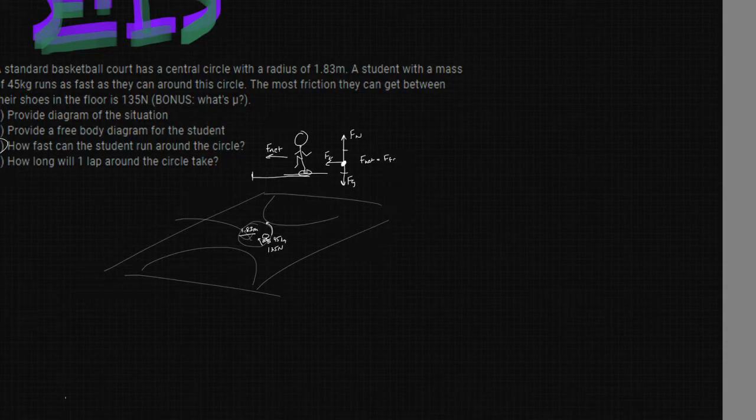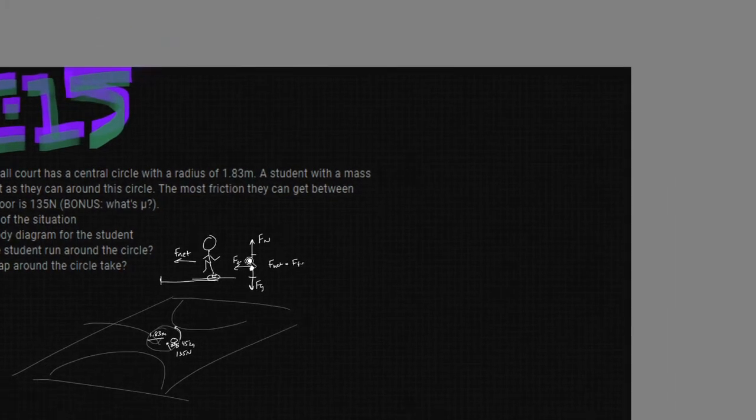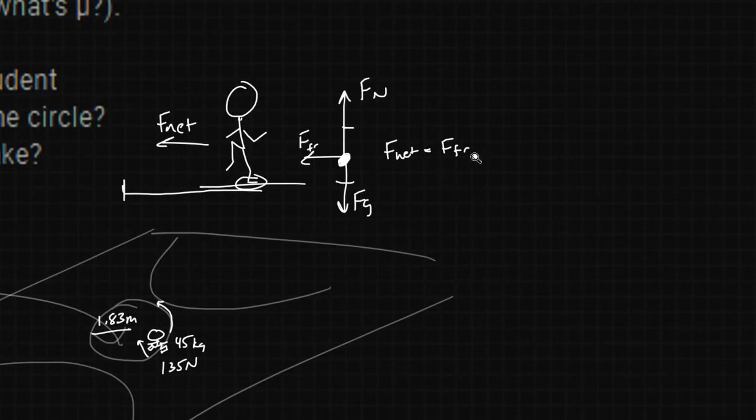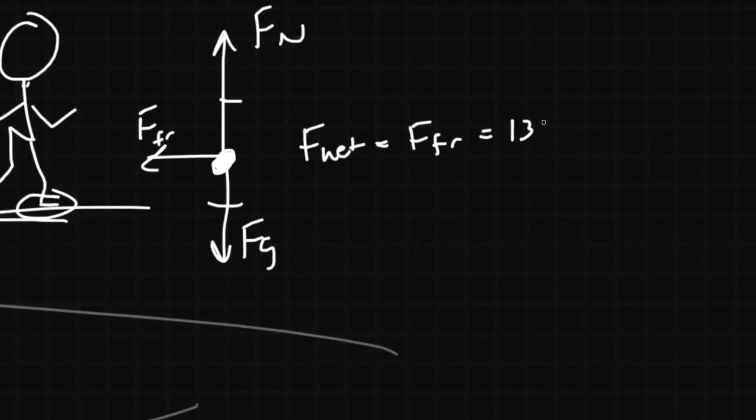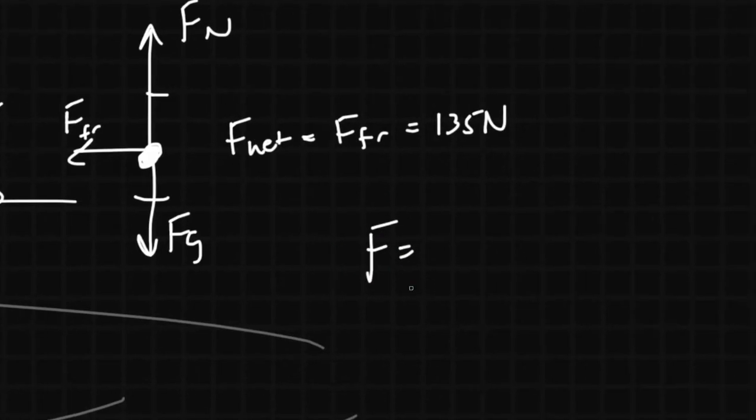So how fast can the kid run around the circle? Well, we know that the size of this friction is 135 newtons. And if we have 135 newtons of force, we do have a model that will tell us how fast they can go. So we know that the amount of force that you have to make you turn in that circle will be equal to the mass times the velocity squared divided by the radius.